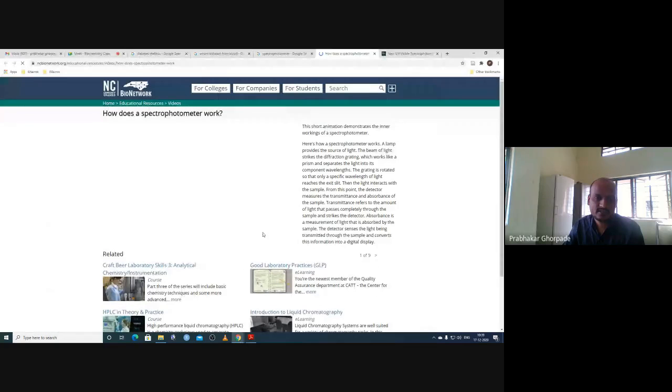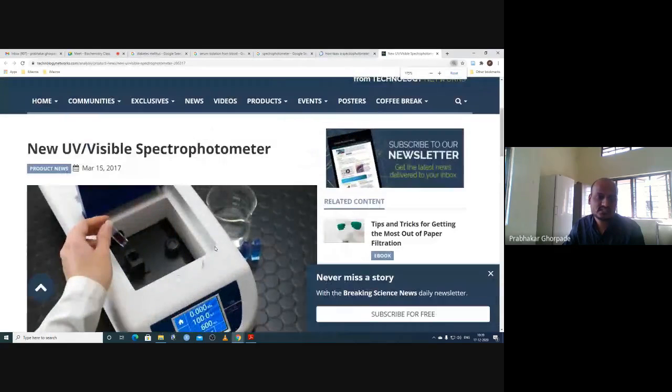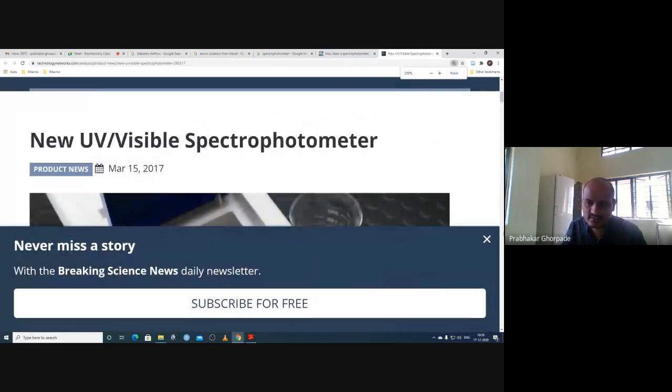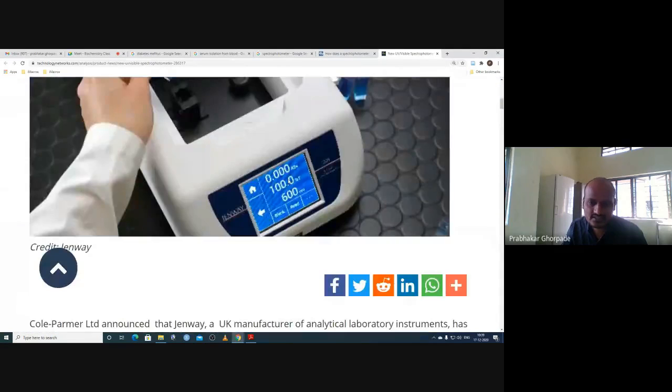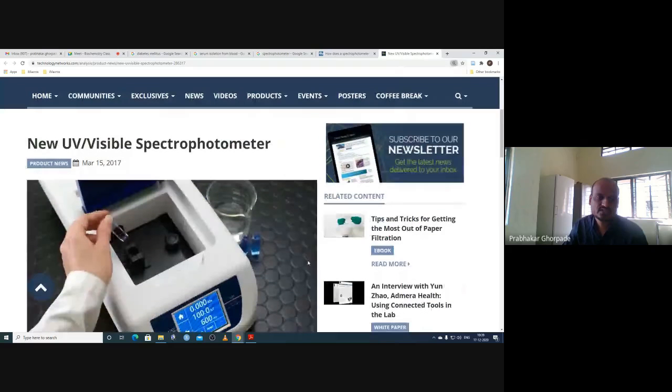Okay, so let's see if we can get an image of this spectrophotometer. So this is a spectrophotometer. Here it is written ABS, that is absorption, and here nanometer, 600 nanometer for example. Good image, I think. And this cuvette we are taking.